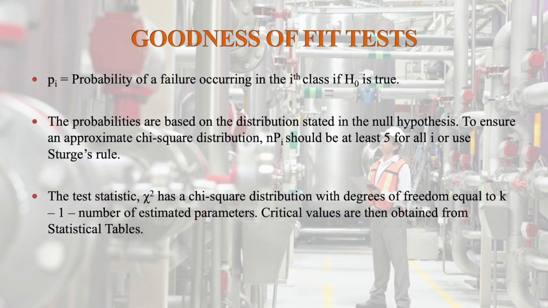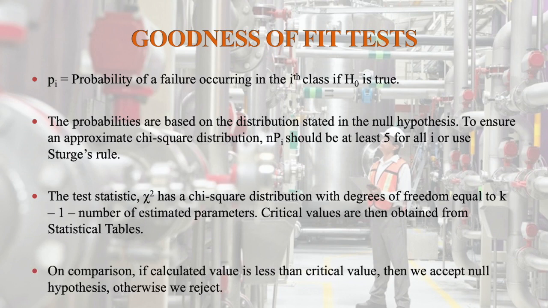The test statistic chi-square has a chi-square distribution with degrees of freedom equal to k minus 1 minus the number of estimated parameters. Critical values are then obtained from statistical tables. On comparison, if the calculated value is less than the critical value, then we accept the null hypothesis, otherwise we reject the hypothesis.